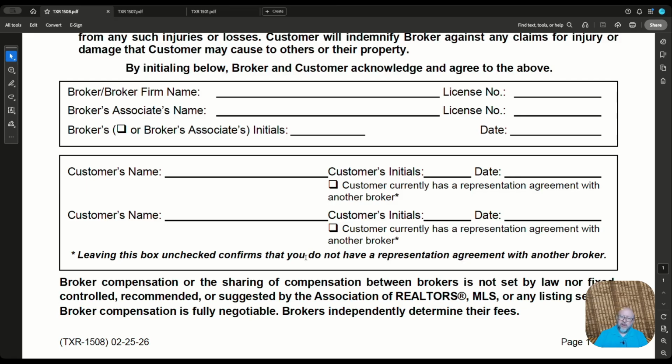Then we have this reminder at the bottom: broker compensation or the sharing of compensation between brokers is not set by law nor fixed, controlled, recommended, or suggested by the Association of Realtors, MLS, or any listing service. Broker compensation is fully negotiable. Brokers independently determine their fees. I'm teaching a law of agency class online right now, and this is something we talked about, which was we need to make sure students understand so that they can make sure the public understands, right? That broker compensation is determined by negotiation. It's not set by anything.